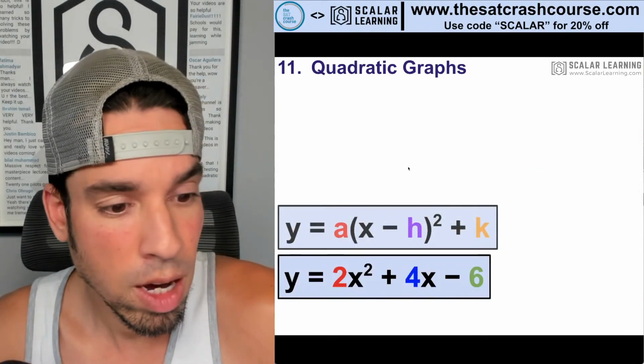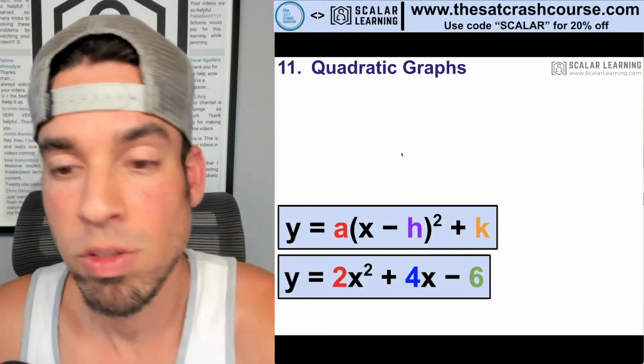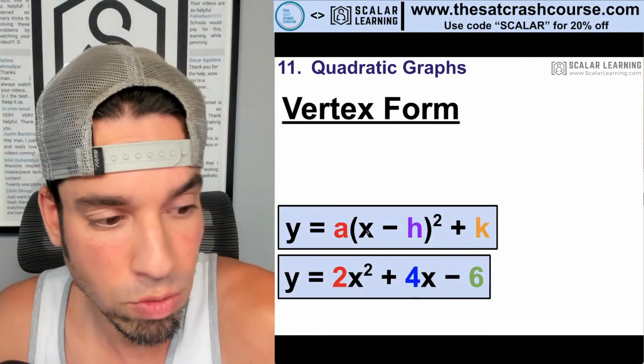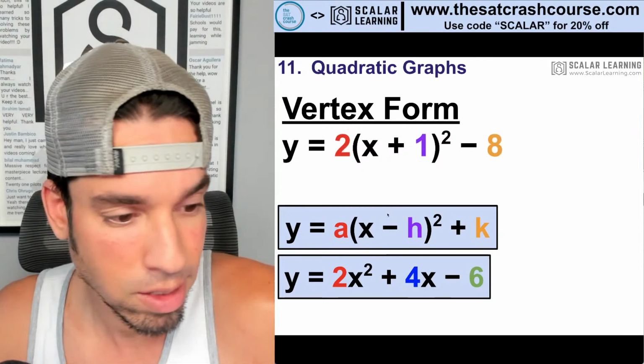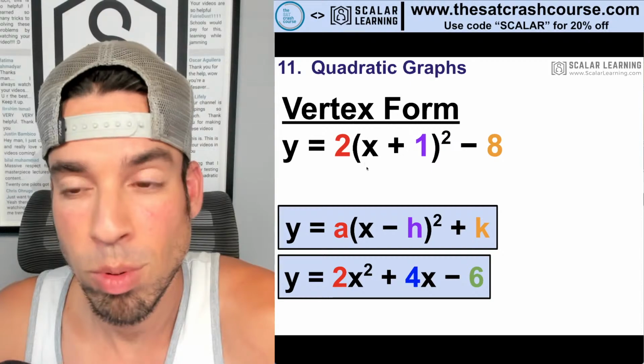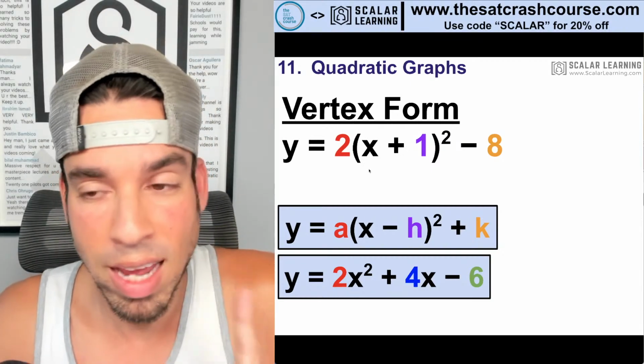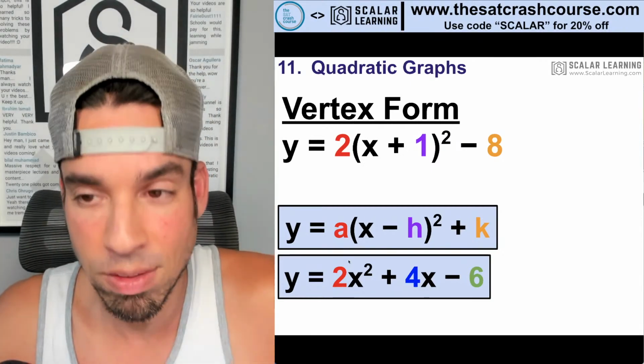Okay, and we've got one other format which is really important, which is vertex form. This is a vertex form where h and k are the vertex. In this case, a just dictates whether it opens up or down, which is important, right? When a is positive, it's opening up. When a is negative, it's opening down.